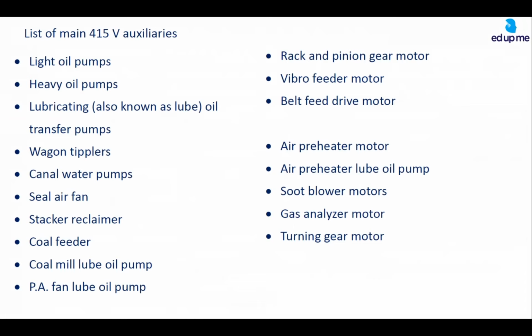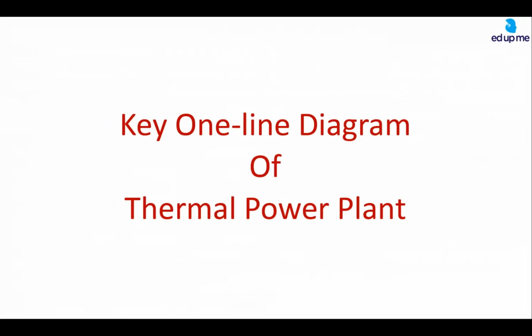When the unit trips, the turbine has to be run at a very slow speed of about 2 to 3 RPM, for which we will need one turning gear motor, or what is known as a bearing gear motor. So these are all the different auxiliaries. I think that should take us to the hydro power plant.